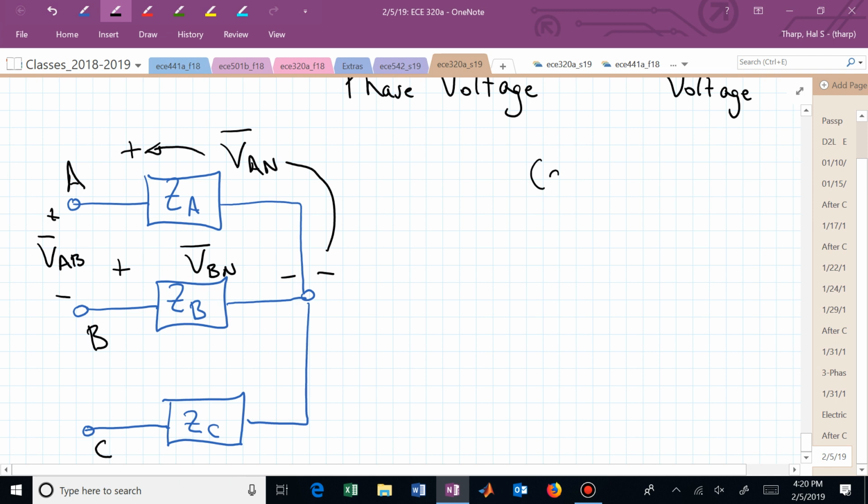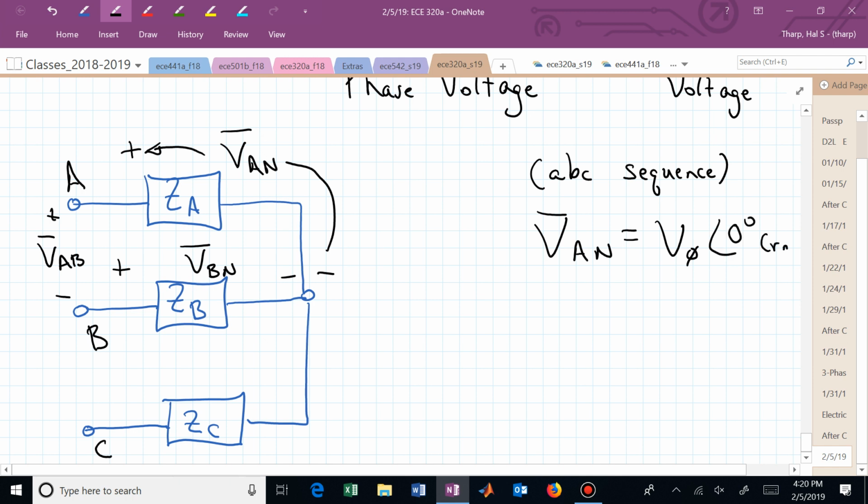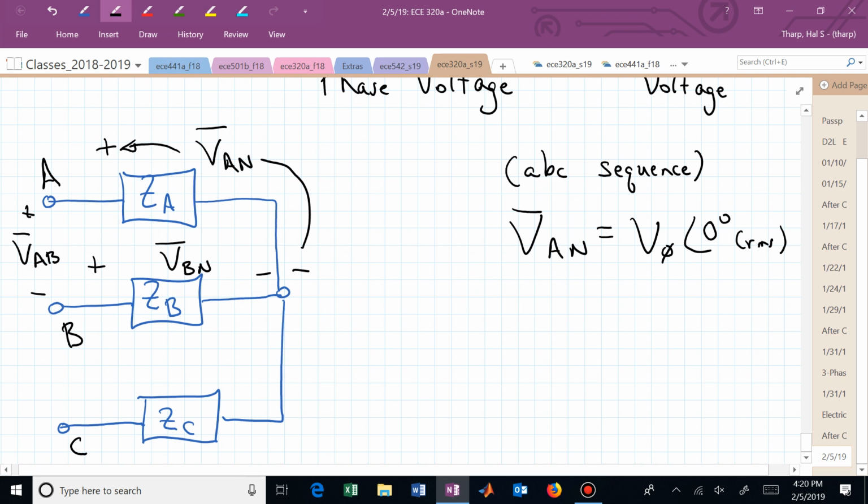Meaning, let's just do this analysis right now for an ABC sequence. And I'm going to assume, as I did above, that V sub AN is now V sub phi at an angle of 0. Can you now tell me what V sub BN is?